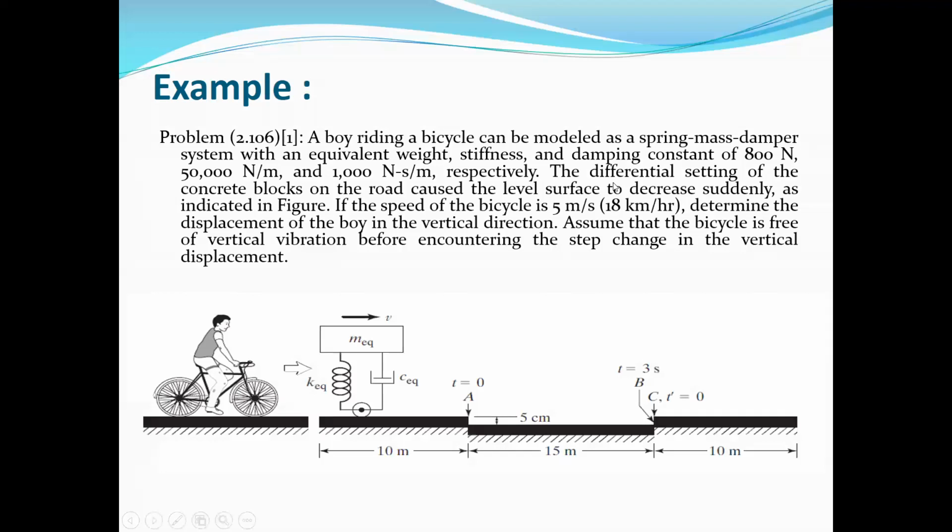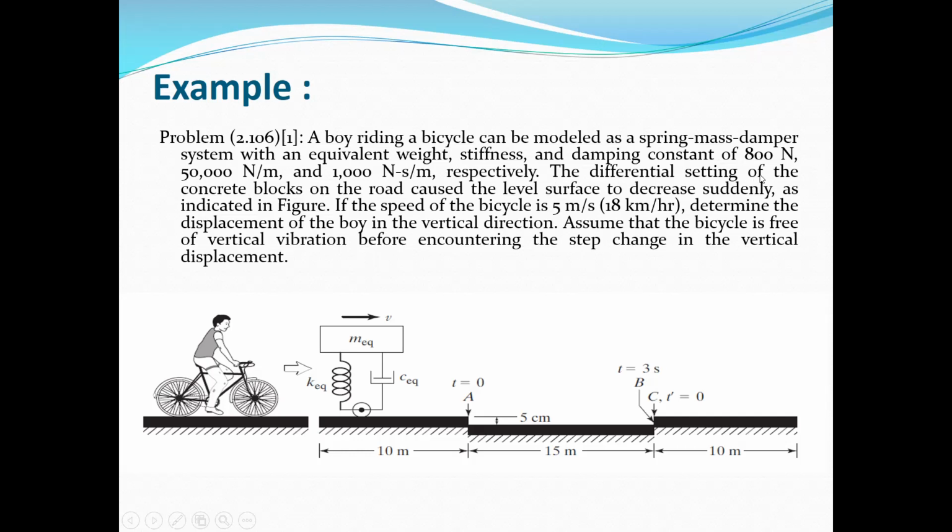Okay. The second example: we have a boy riding a bicycle that can be modeled as a spring mass damper system with an equivalent weight of 800 Newton. So the weight is 800, the mass is 800 divided by g, which is 9.8. The stiffness is 50,000 Newton per meter or 50 kilonewton per meter, and the damping constant c is 1000 Newton second per meter, respectively.